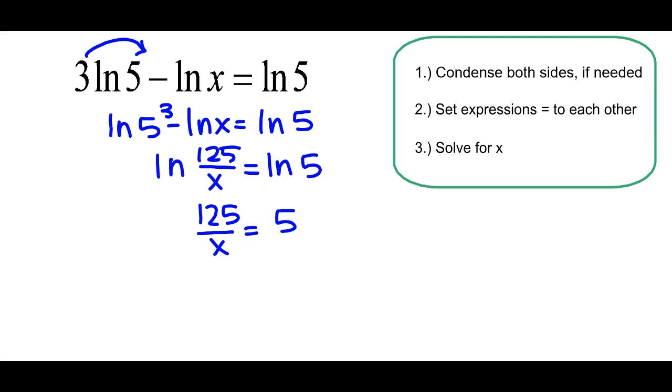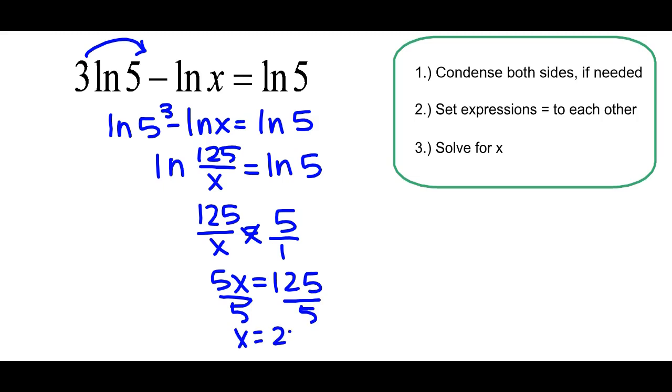As I did before, since I have a fraction on the left, I'm going to make the 5 on the right look like a fraction. Cross multiply. 5x equals 125. So dividing by 5, x equals 25.